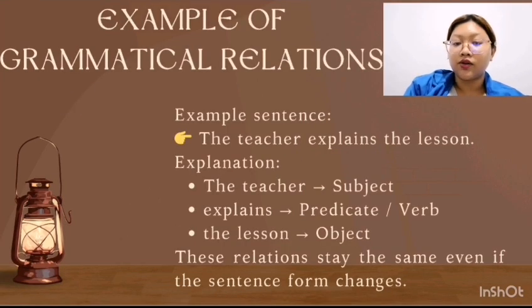Example of grammatical relations. Example sentence: the teacher explained the lesson. The explanation: the teacher is the subject, explained is the predicate or verb, and the lesson is the object. These relations stay the same even if the sentence form changes.